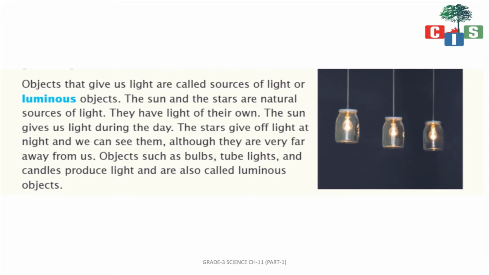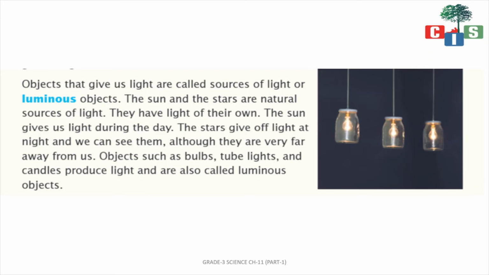Objects that give us light are called sources of light or luminous objects. There are so many objects; the main source of light is the sun. Then we have bulbs, tube lights, all different types of light. These objects which provide us light are known as luminous objects. Luminous objects means they give us light.